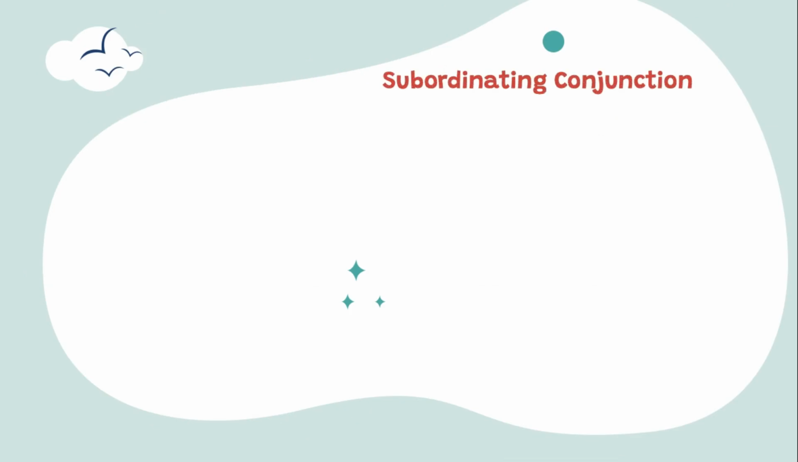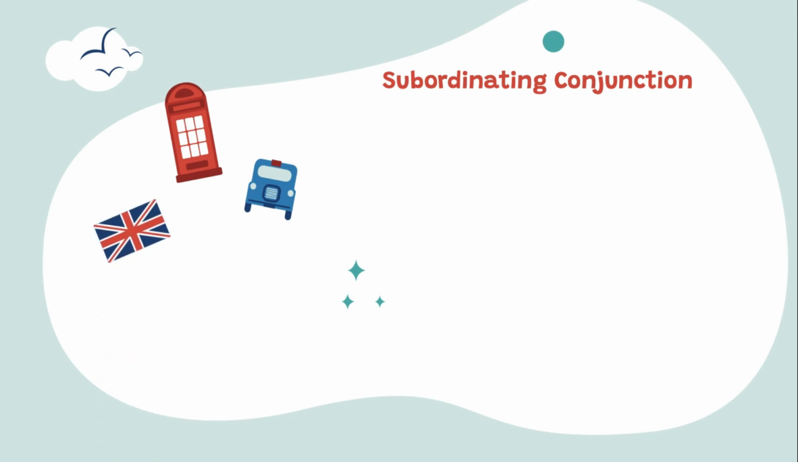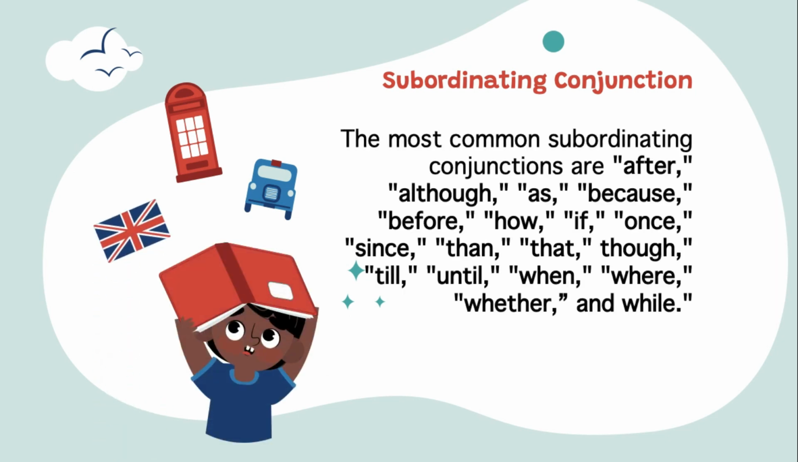So what are some of the subordinating conjunctions that we can use to create a complex sentence? The most common subordinating conjunctions are such as after, although, as, because, before, how, if, once, since, then, that, although, till, until, when, where, whether, and while.